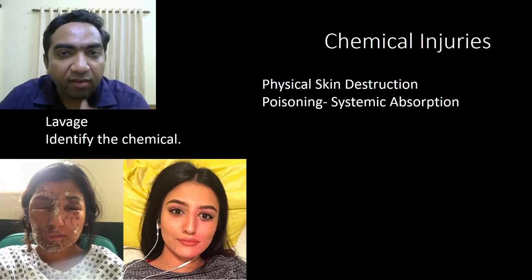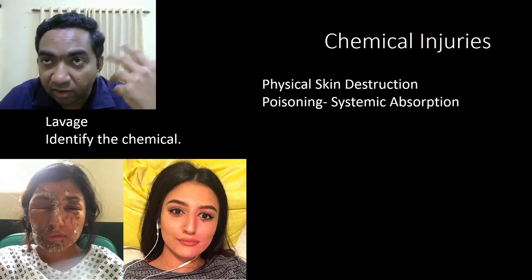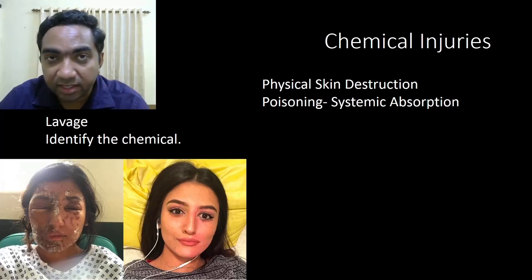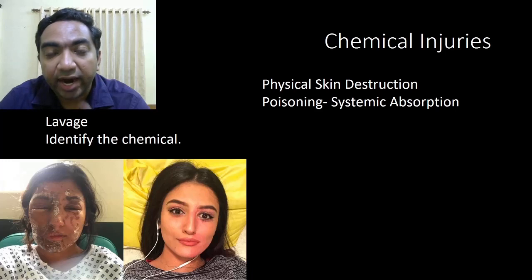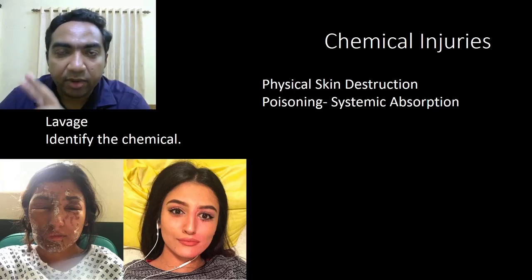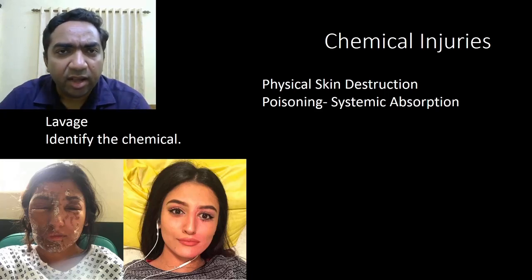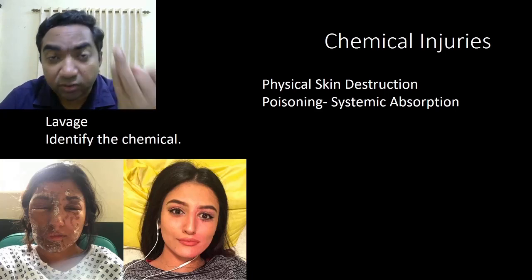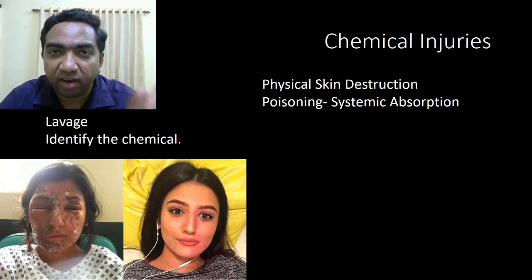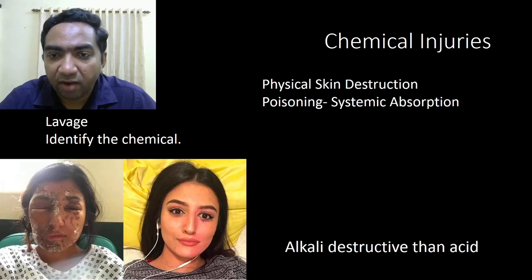So, we have to lavage the chemical immediately. We should not pour alkali or acid to neutralize it, because there will be a reaction and increased thermal burn. So we have to lavage the chemical immediately and identify whether it is an alkali or acid. Water can be used for lavage in almost all chemicals, but if it is phosphorus or elemental sodium, water should not be used. In all the rest of the cases, water can be used for lavage.